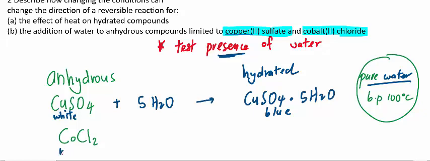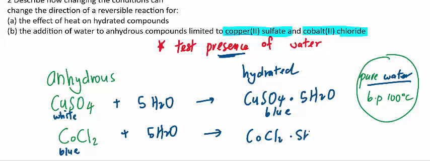The anhydrous cobalt chloride is blue. When it becomes hydrated, it will turn pink. Cobalt is Co. We use it as cobalt chloride paper. Sorry, this is 6, not 5. 5 is for copper sulfate. Cobalt chloride is 6. So blue to pink, pink to blue.